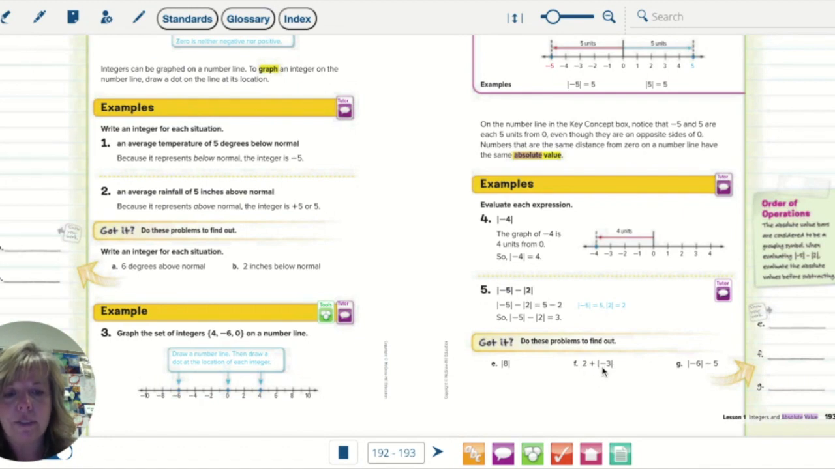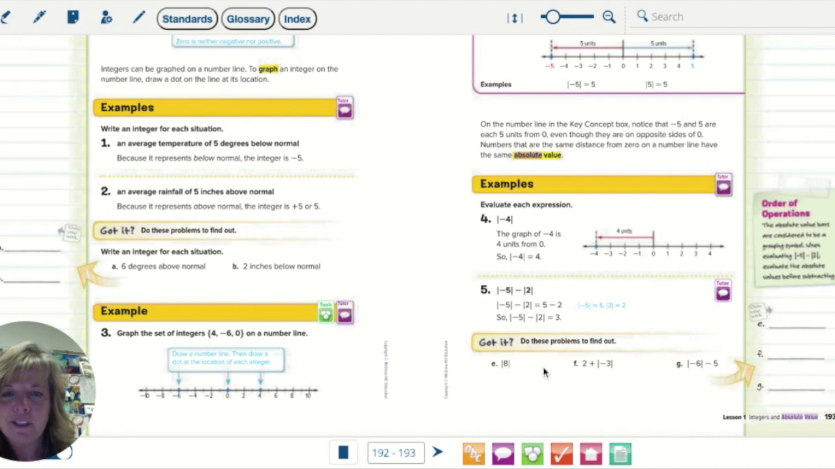Letter F, they've put it into an addition problem. 2 plus the absolute value of -3. Well, let's start with simplifying. What is the absolute value of -3? 3. So our new problem says 2 plus 3. We would put a 5 over here. Letter G, what is the absolute value of -6? Then subtract 5. 6 minus 5 is 1.